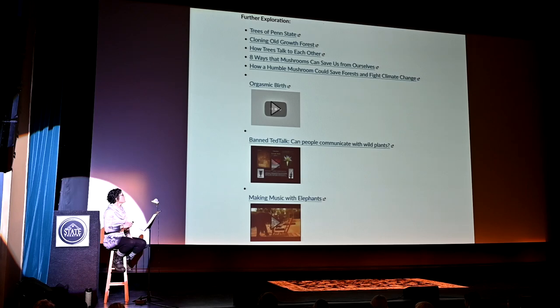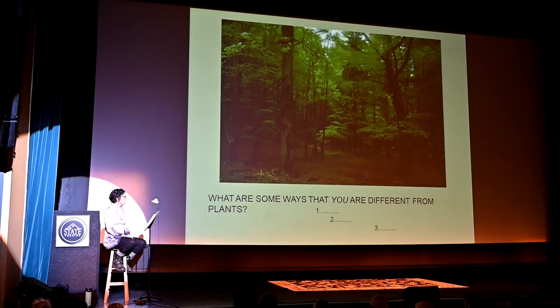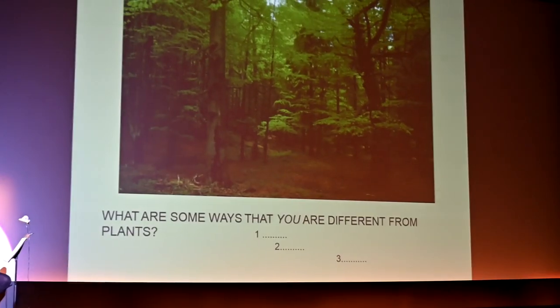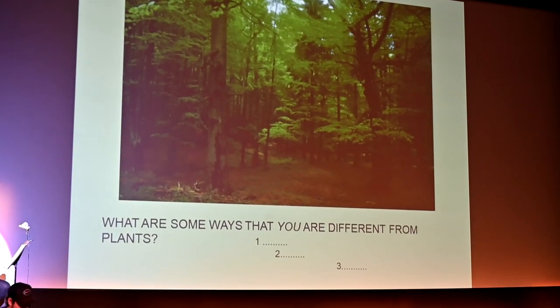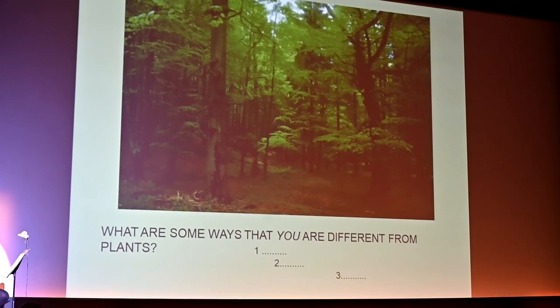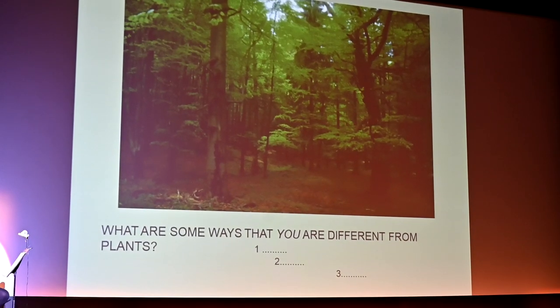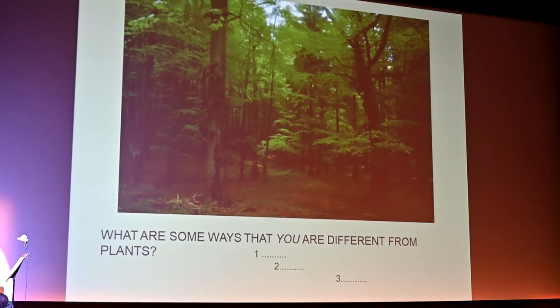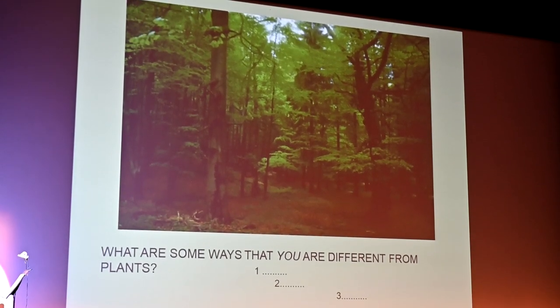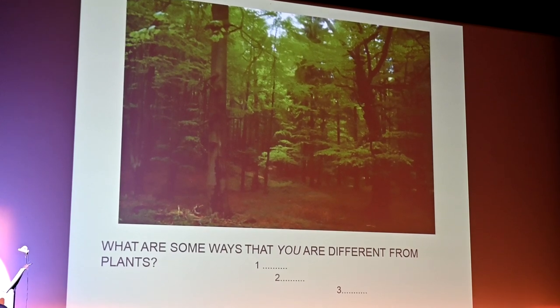So digging in more to plants, I'd like you to do that on page 51 there in your journal. Some ways that you are different from plants. When I refer to plants here, I'm talking about trees and herbs and bushes, grasses, ferns, mosses, green algae even. So take a moment, brainstorm your three on your page, and then talk with your neighbor. Three ways you're different than plants.